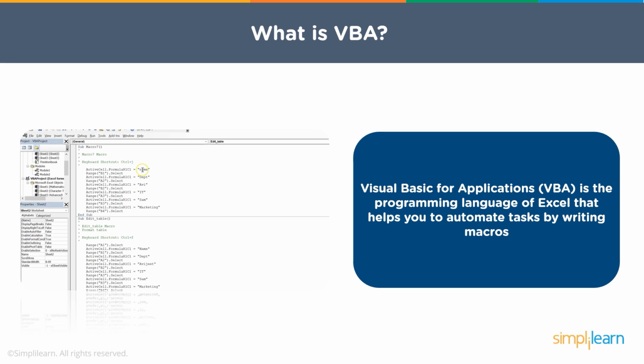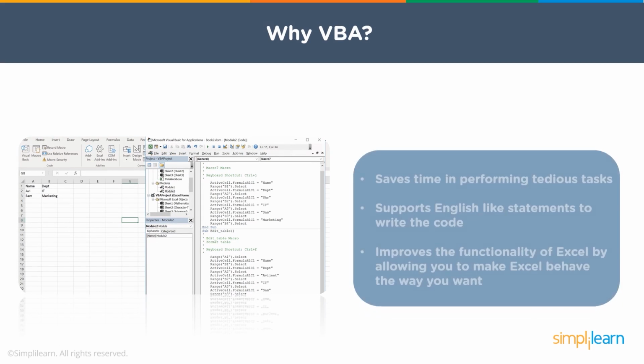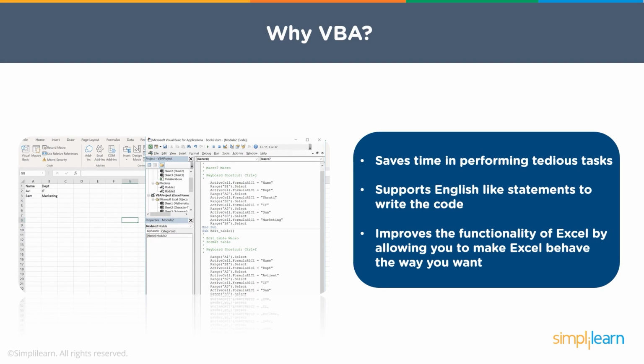So why VBA? There are many advantages of using VBA and why we prefer VBA in macros for Excel. So basically it is a very simple language. It saves time in performing tedious tasks. You have number of tasks that you do every day, as we have seen in the previous section, how you can simplify your daily task by just running a simple macro, and this VBA helps us in performing those tasks in a very simple manner.